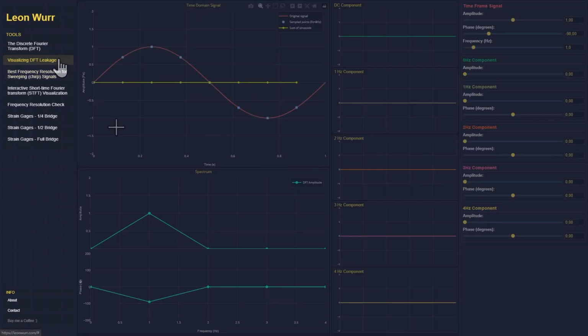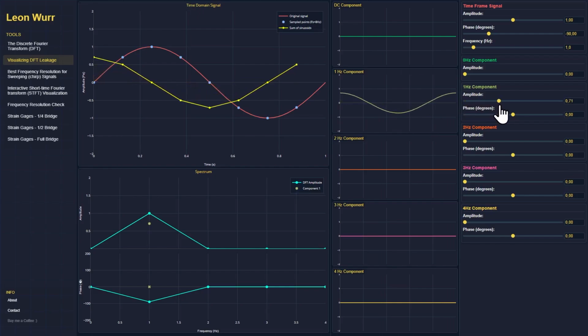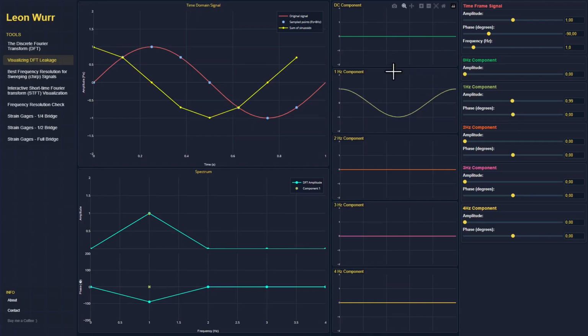Let me reset that. Now let us perform an inverse Fourier transform, and to do that we will use this other component that you see on the right. In this case, to do an inverse Fourier transform, we only need one of those components. The idea is that I have a summation of all of those components in this yellow curve. So if I change the amplitude of this particular component, you can see the yellow curve changing amplitude as well, because again, the yellow curve is just summing the amplitudes of all of these components.